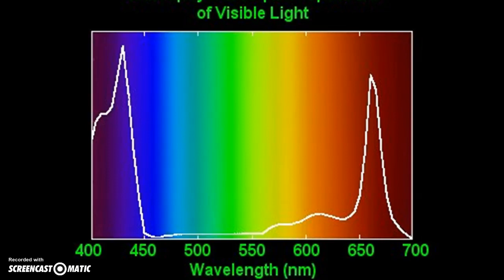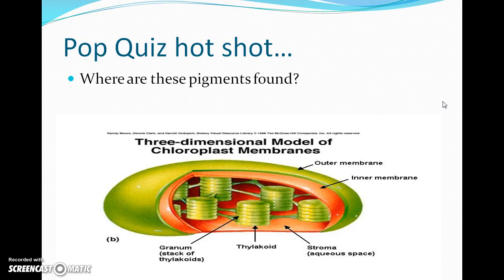This is another shot of the visible light. What this white line shows you is what is being absorbed by chlorophyll. The higher the line, the more chlorophyll is absorbing that color. So you can see all of these colors down here are being reflected, which is why plants look green. They're really absorbing the blue and the red colors from the sunlight. So where are these pigments found? They are found inside the thylakoid. You must know that the thylakoid is where that chlorophyll is contained.